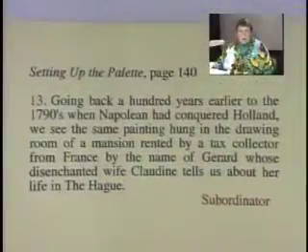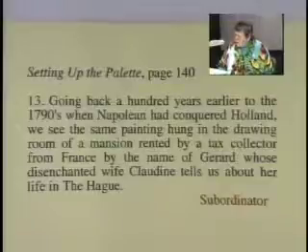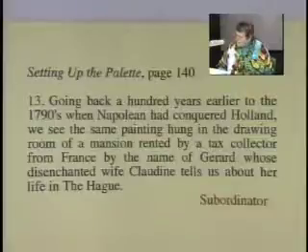Well, now we're going back, in the next chapter, 100 years earlier than where we were just a minute ago. So going back 100 years earlier to the 1790s, when Napoleon had conquered Holland, we see the same painting hung in the drawing room of a mansion rented by a tax collector from France by the name of Gerard, whose disenchanted wife, Claudine, tells us about her life in The Hague.